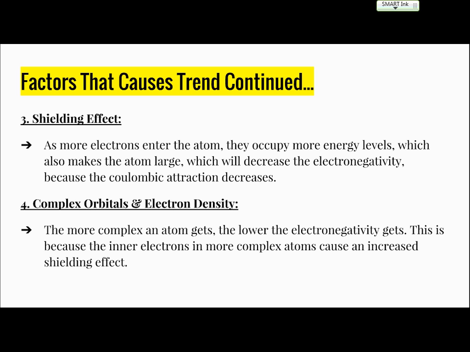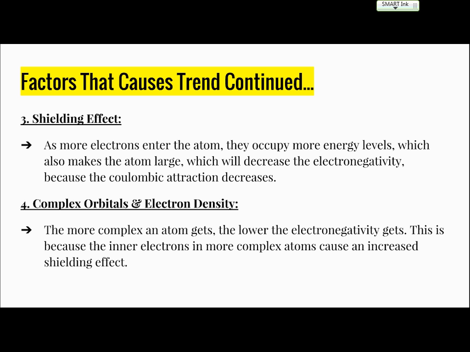And lastly, as the atom gets more complex, the shielding effect also comes into play, and that also decreases electronegativity. I'm going to add to the fourth one: the complex orbitals we talked about are probably the F block orbitals. The more orbitals you have in the inner core, the more the inner core electrons shield all of the positive attraction. That's the complexity associated with transition elements.